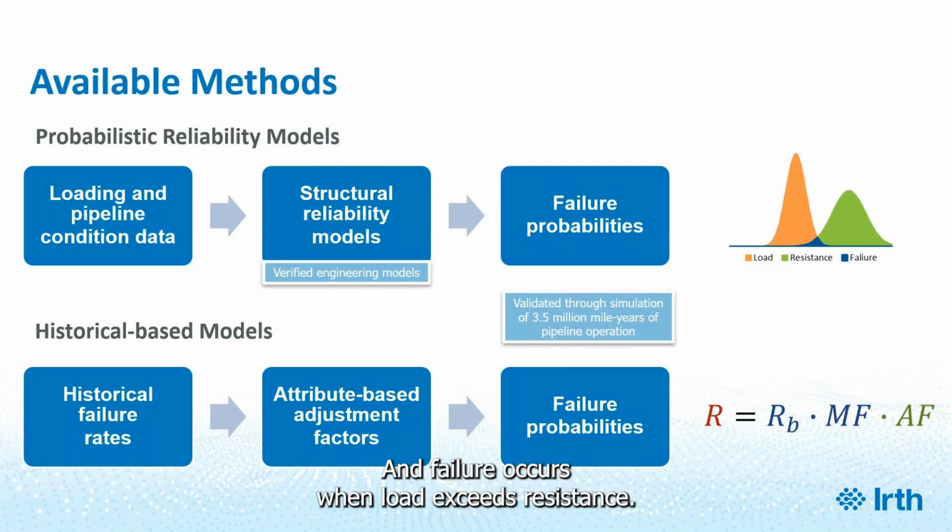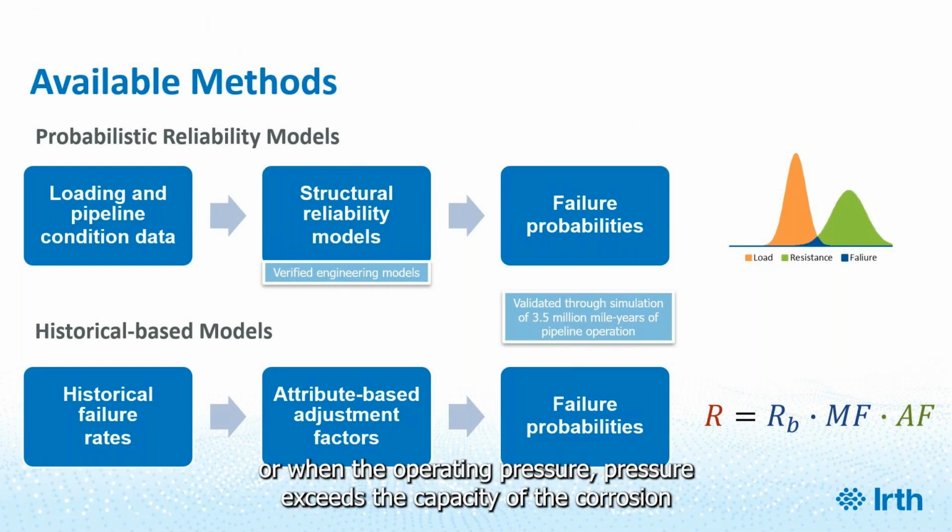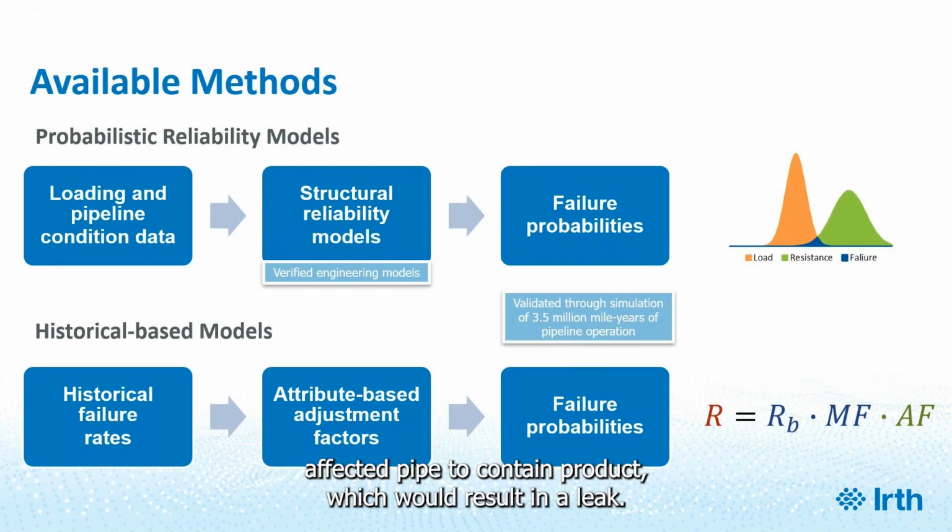And failure occurs when load exceeds resistance. So, for example, when pressure cycling results in cracks, or when the operating pressure exceeds the capacity of the corrosion affected pipe to contain product, which would result in a leak.